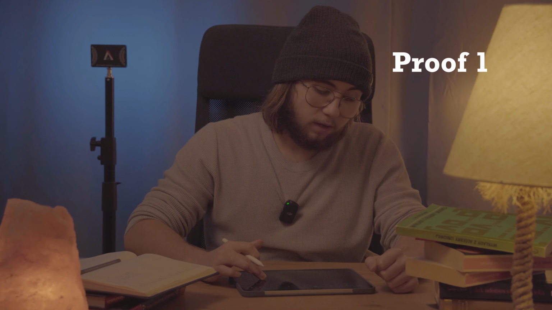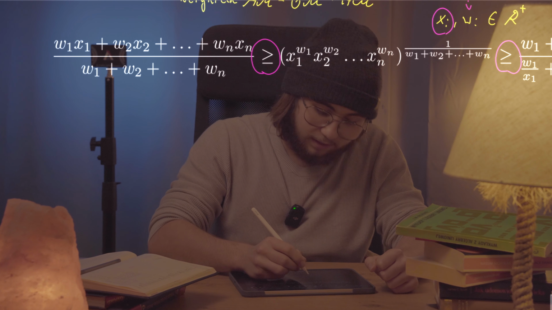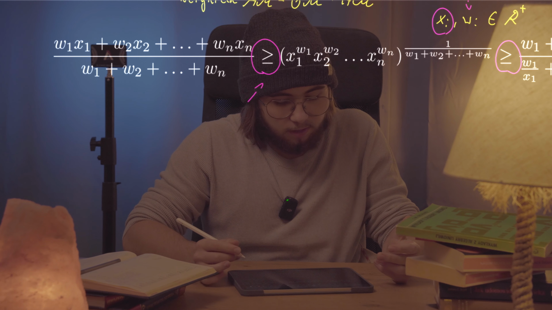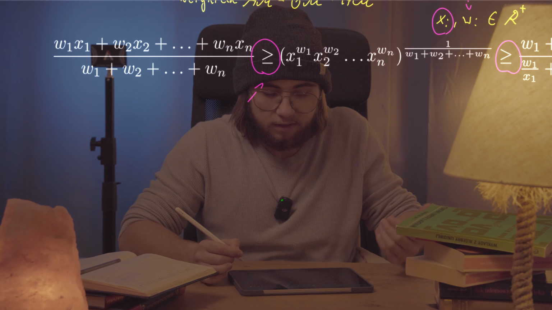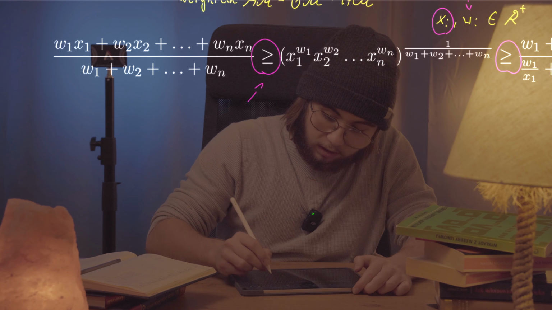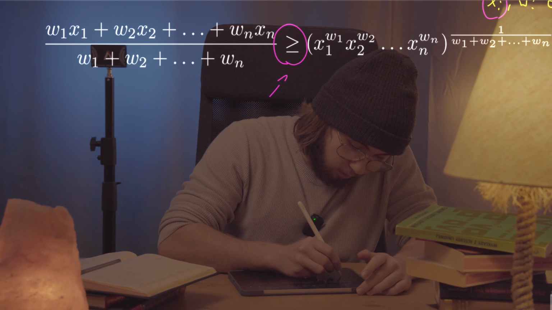Okay guys, so let's prove the weighted AM-GM inequality. We are supposed to prove this inequality right over here. First of all, let's try and rewrite this entire thing that we have on the left hand side of this inequality, maybe in yellow, because why not?